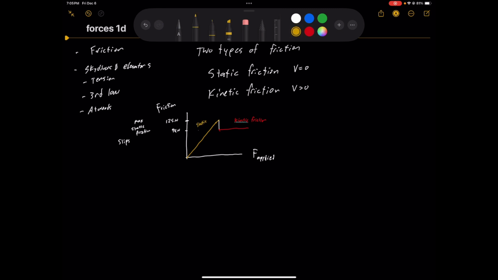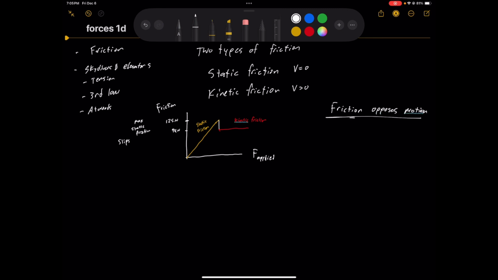And I'm not going to bother with the equations for now because you don't need them for the test. We'll go over them in more detail in the next unit. But these are some things that you need to know. Also, friction opposes motion. So friction opposes motion.